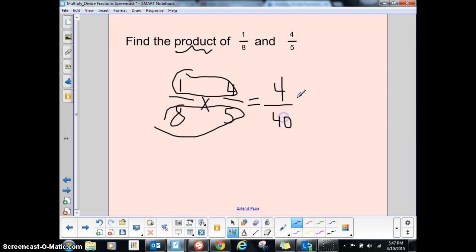And now I see that I can simplify by dividing both the top and the bottom by 4. So I will divide 4 by 4 and 40 by 4. 4 divided by 4 is 1. 40 divided by 4 is 10. So my answer would be 1/10. And that would be my final answer.